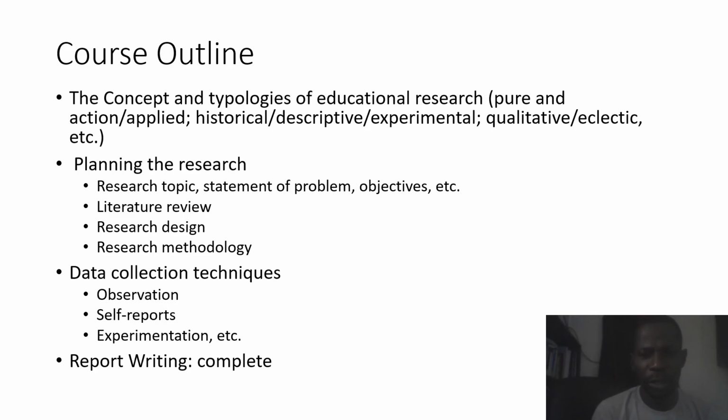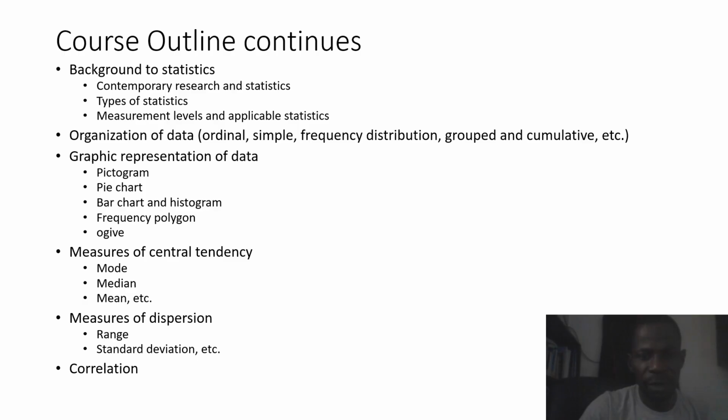What is the course outline? In the course of our learning experience, we'll be looking at the concepts and typologies of educational research, planning the research, data collection techniques, and report writing. Thereafter, we proceed to the background to statistics, organization of data, graphic representation of data, measures of central tendency, measures of dispersion, and lastly, we look at correlation.